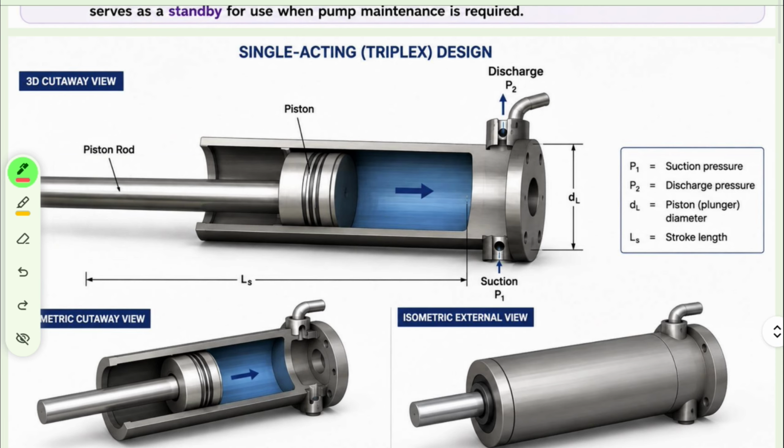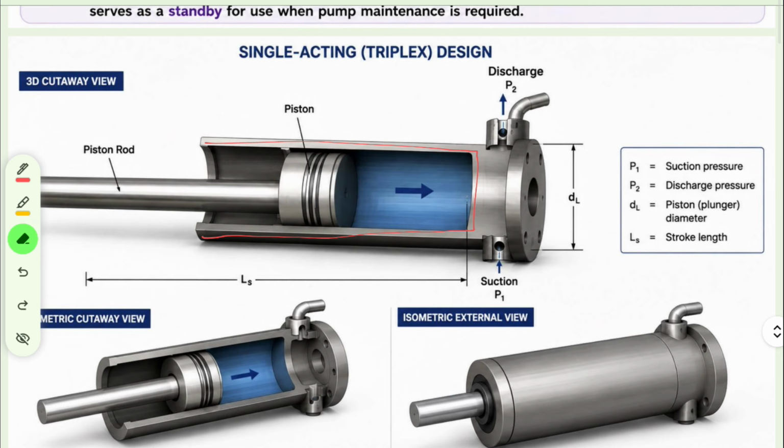In this case, if you are able to see, this is the one cylinder, right? And this thing is called the piston. This circular disc having some length is called the piston, right? And this is the piston rod.